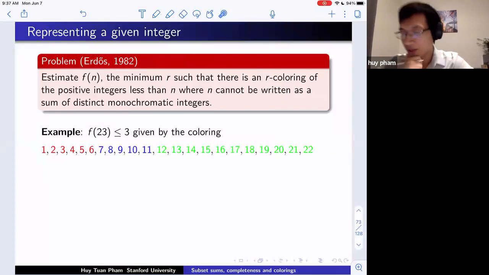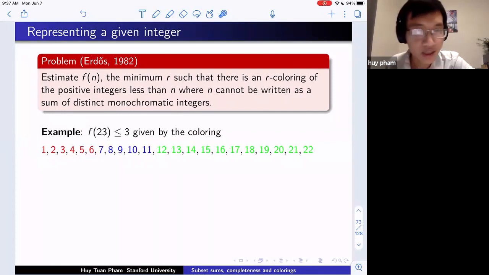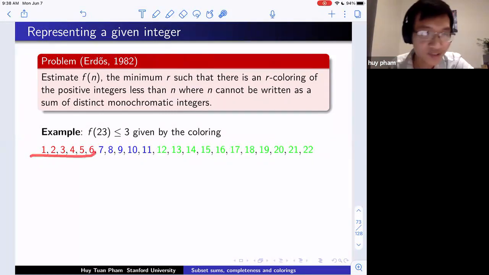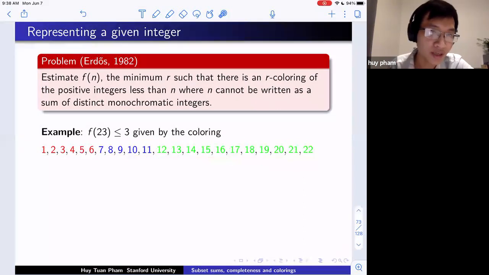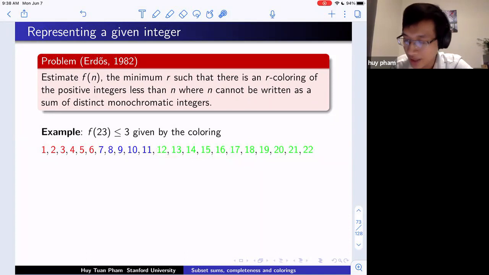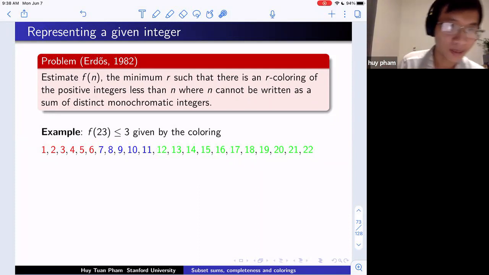So as a simple example, we can look at f of 23, and we can try a greedy coloring. So we just put all of the first few elements in red, and we cannot put 7 in, because once we put in 7, then we can sum the red elements and represent 23. So the first color class consists of the first 6 numbers, and then we continue this in this greedy way. And the second color class will be 7 to 11. And then the final color class, well, we can take just all the remaining elements between 12 and 22. So you can easily check that if you sum any 2 elements from here, the sum will be already at least 24, and therefore we avoid 23 as a subset sum. In particular, that shows that f of 23 is at most 3, because we can use 3 colors to color 1 to 22, and we avoid 23 as a monochromatic sum.